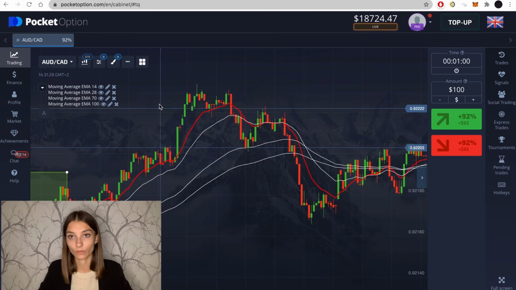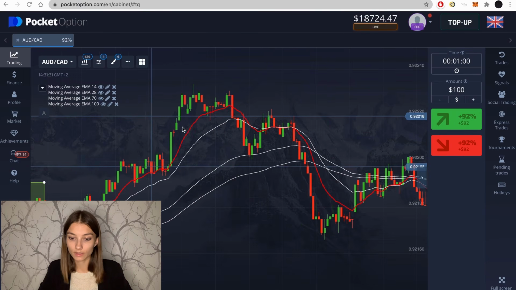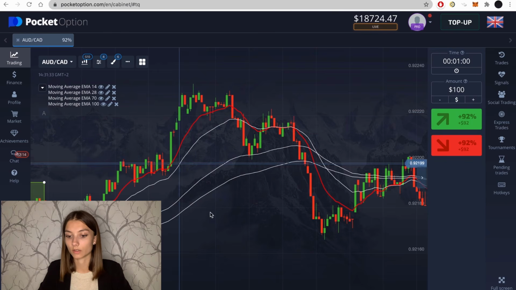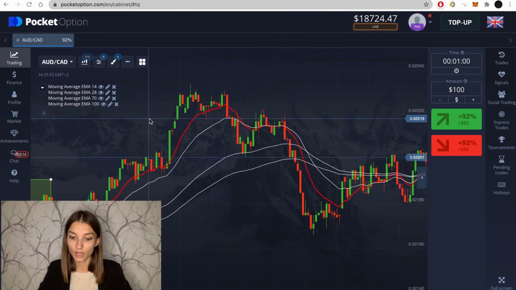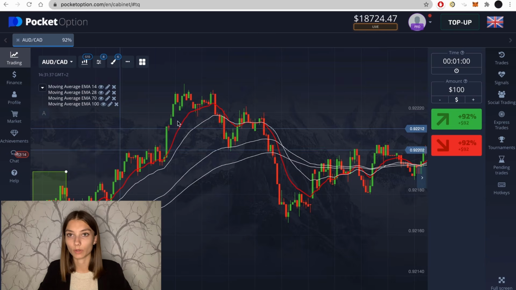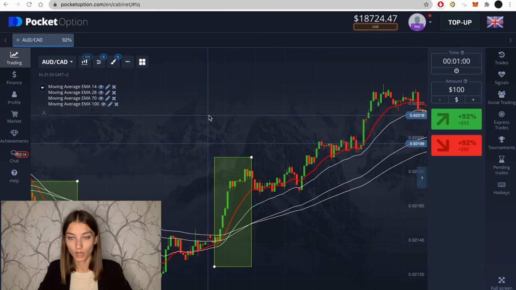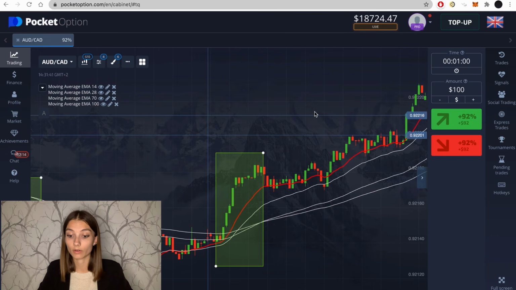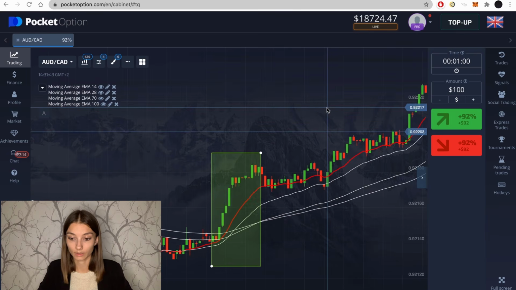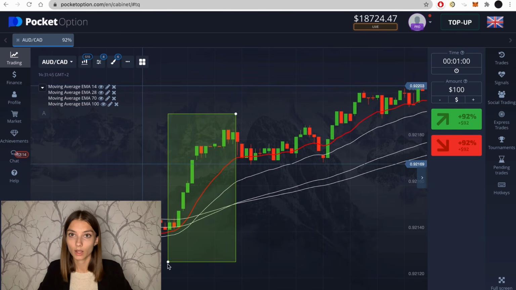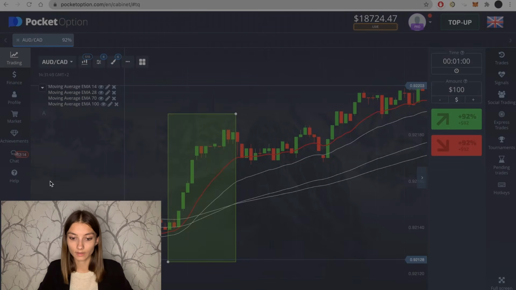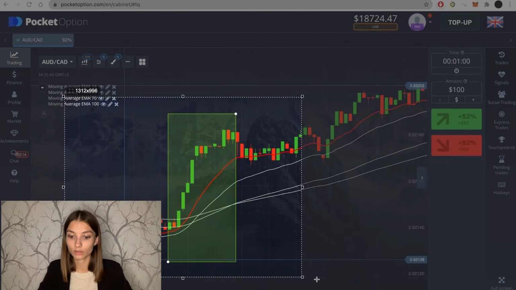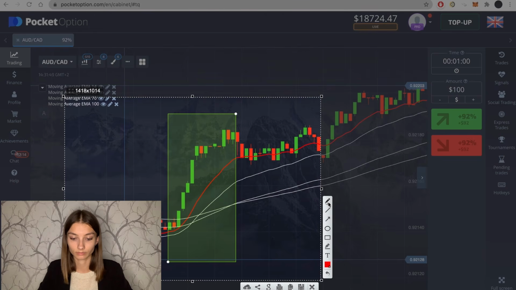It's called 4 sliding. As you can see, we have 1 red and 3 white sliding. We enter the market only when we have a certain signal. So this signal means when the red moving line crosses the white line. Let's look. Let's open our screenshot and highlight this area.